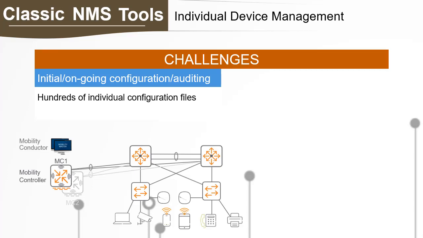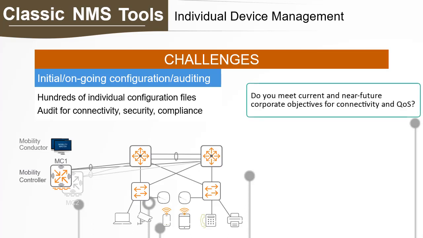Then over time, the network grows, needs change, configurations are modified during troubleshooting, or some emergency mandate from management. You need to periodically audit your configuration files. Do you meet current or near future corporate objectives for connectivity and quality of service, or QoS?